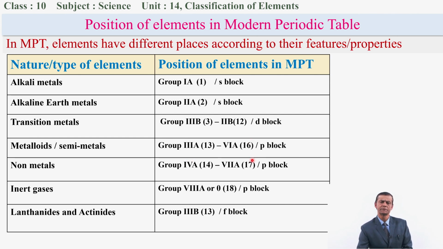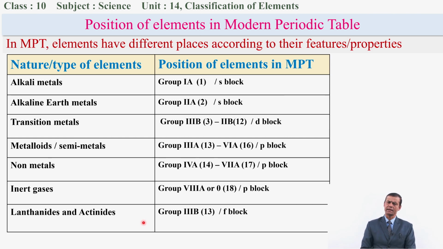4A, group 6A, that is in P block, isn't it? Which possess characteristics of both metal and non-metal. Non-metals are placed in group 4A to group 7A, that is in P block. Inert gases are placed in group 8A, or group 0, that is also called group 18, which remain in the P block.